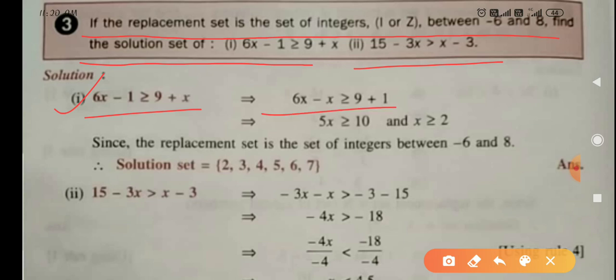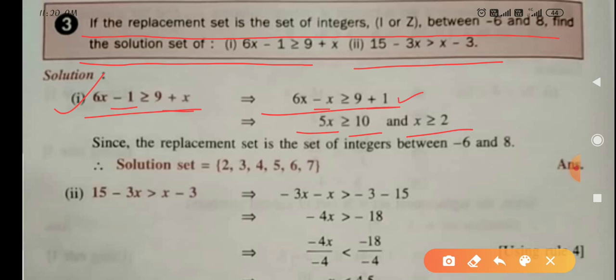So you can take 6x minus x is greater than equal to 9 plus 1. This plus x will become minus x in LHS, and this minus 1 will become positive term plus 1 in RHS. Now 6x minus x is 5x, 9 plus 1 is 10. Now 5 is in multiplication, it will go in division. So x is greater than equal to 2.